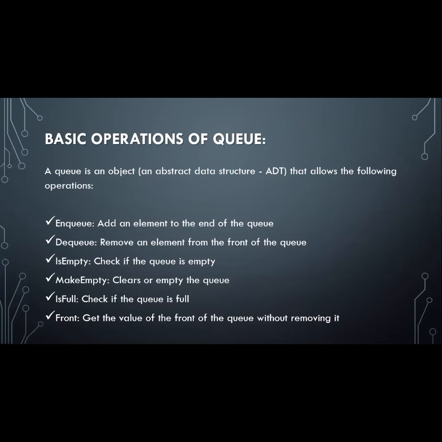Basic operations of queue. A queue is an object that allows the following operations. NQ: add an element to the end of the queue. DQ: remove an element from the front of the queue. Is empty: check if the queue is empty. Make empty: clears or empties the queue. Is full: check if the queue is full. Front: get the value of the front of the queue without removing it.